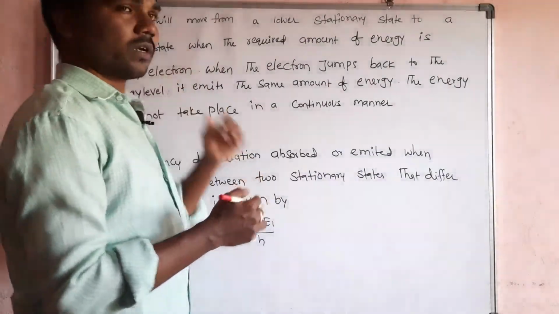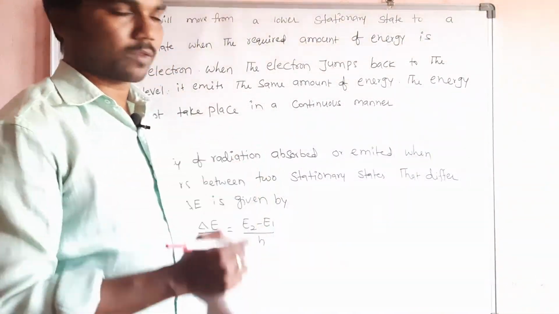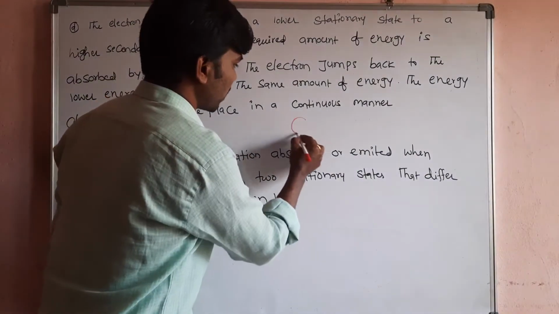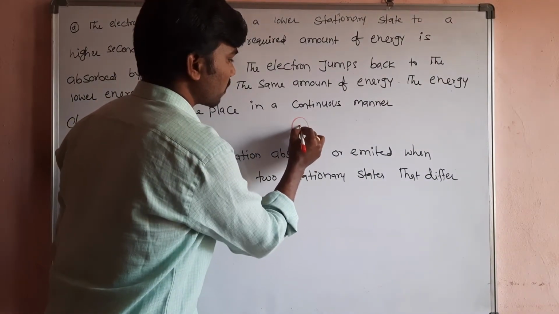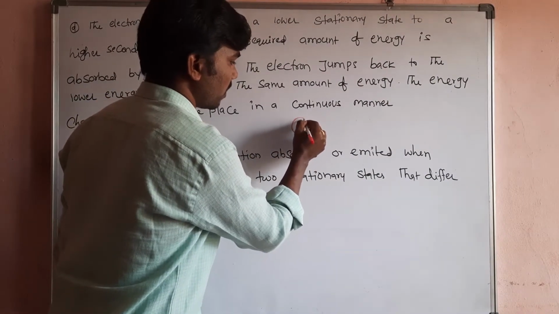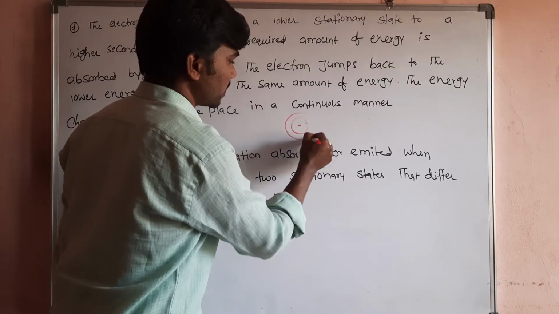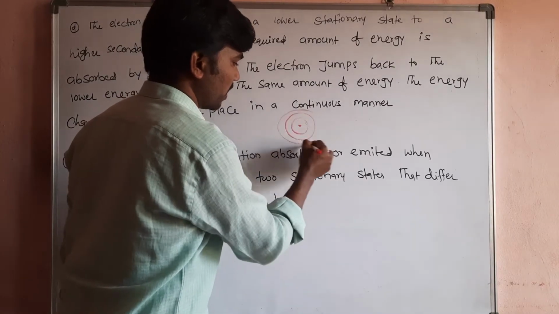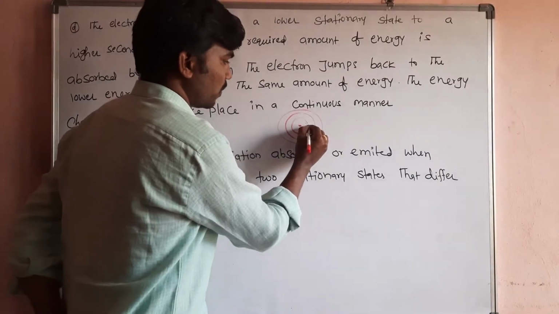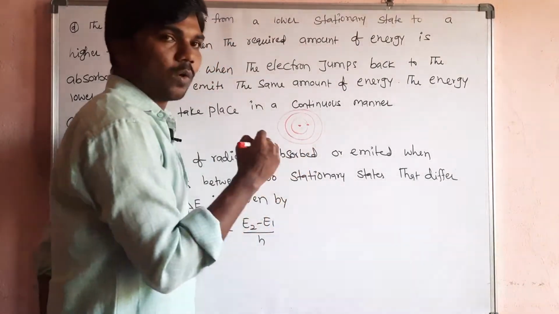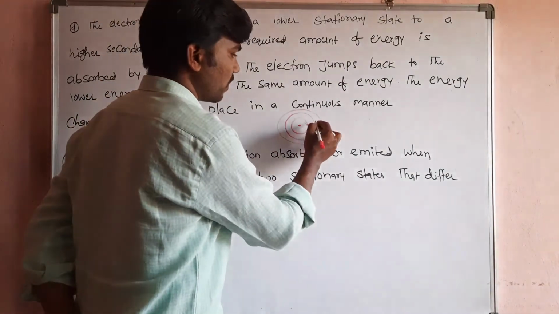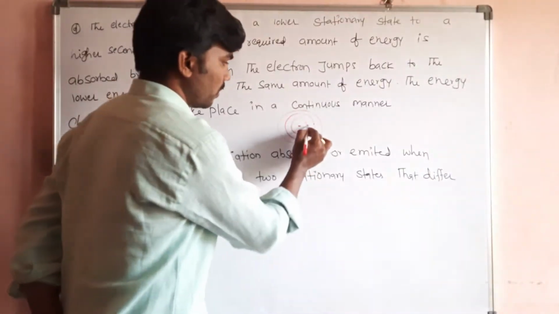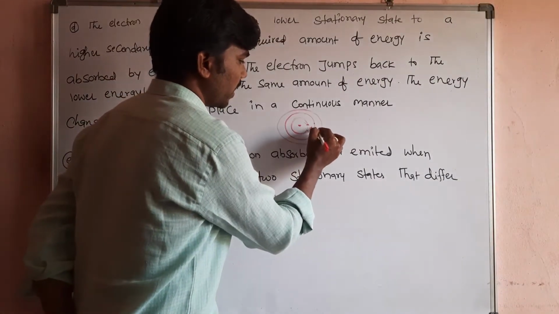Before starting this postulate, I would like to explain one small concept here. So this is the atom, and this is the nucleus. In this, this is the first orbit, this is the second orbit, and this is the third orbit, like this. The orbit which is near to the nucleus will have lower energy, and the one which is away from the nucleus has higher energy. So it is having n equal to 1, n equal to 2 and n equal to 3.